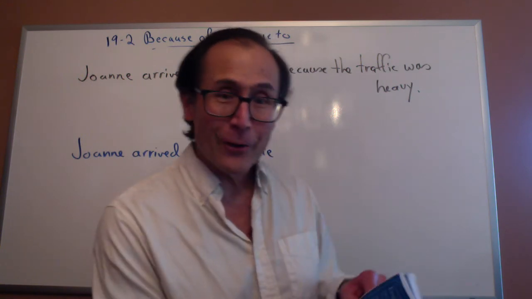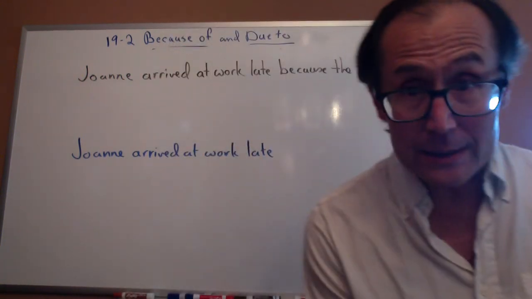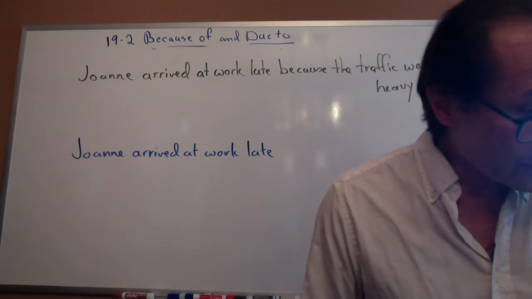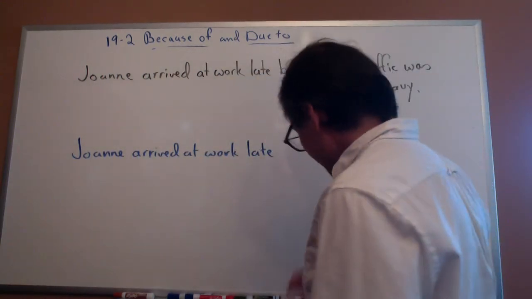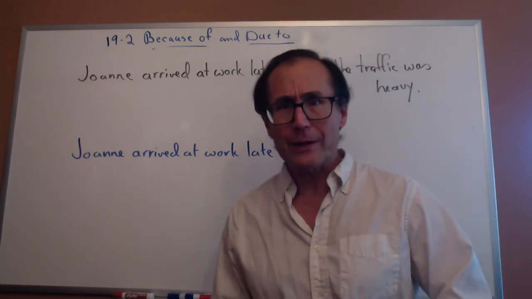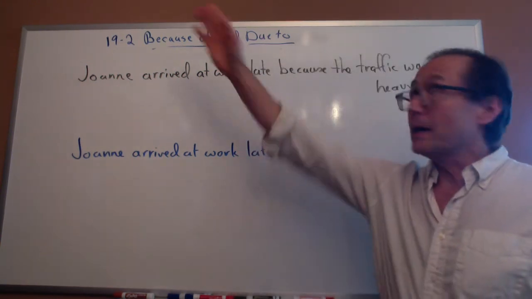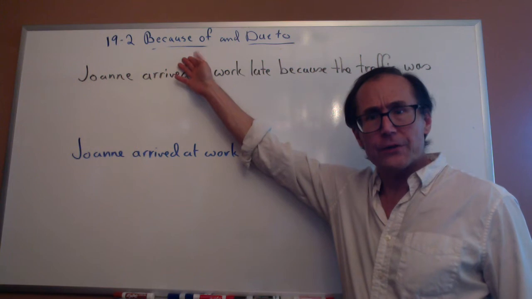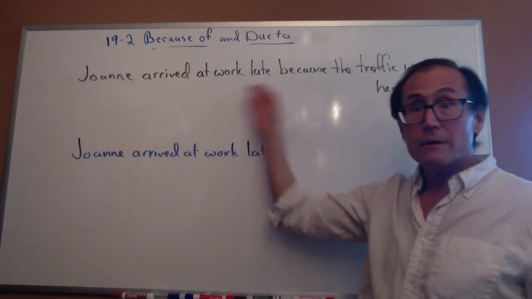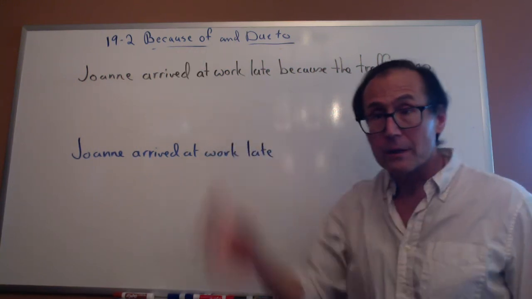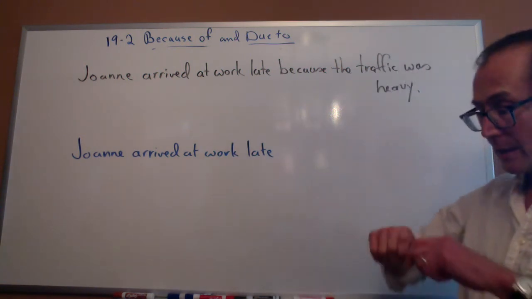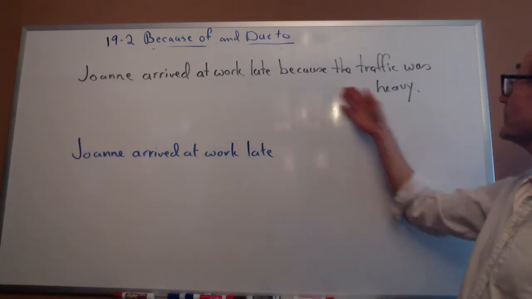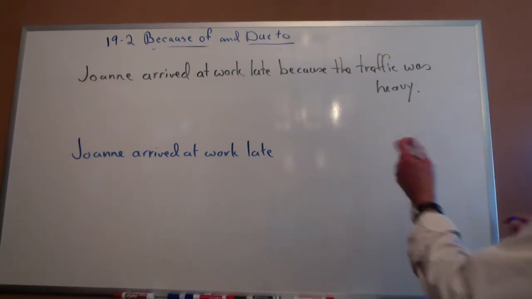Okay, so today we're going to be starting with chart 19.2, because of and due to. So let's talk about those. Let's talk about because of first. Because of is very similar to because. Let's talk about how they're similar and how they're different. Let's take a look here. Joan arrived at work late because the traffic was heavy, okay?